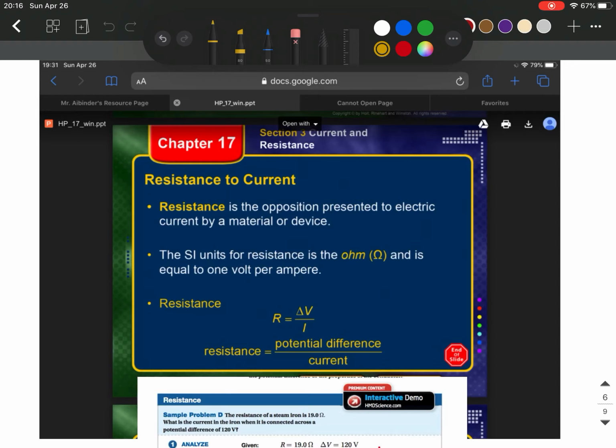So first let's talk about how we're going to be finding resistance using the formula. The formula for resistance is delta V over I, which is potential difference divided by current. So let's go over the units. The unit for potential difference is the volt. The unit for electrical current is the ampere. And the unit for resistance is omega, which is the ohm. Okay? So we're going to be using that symbol for ohms, which is the SI unit for resistance.